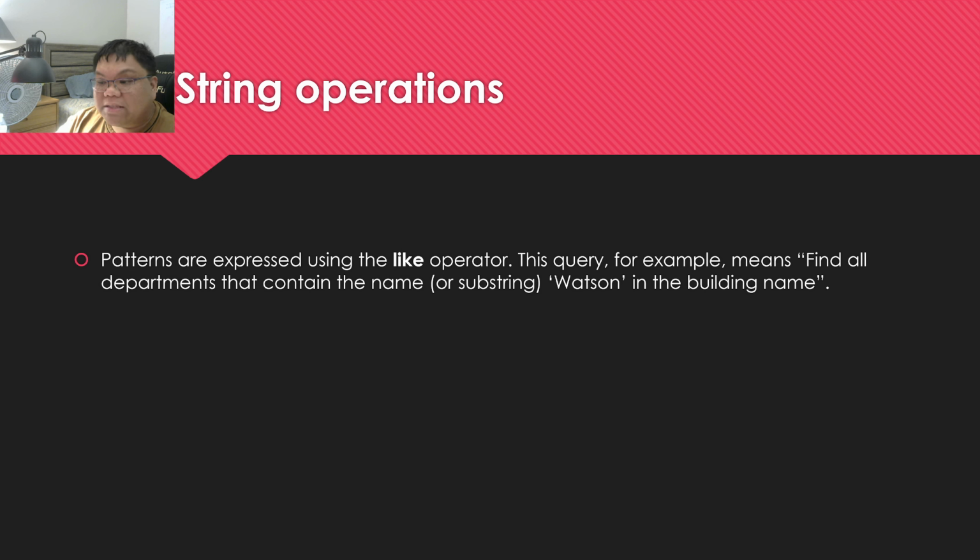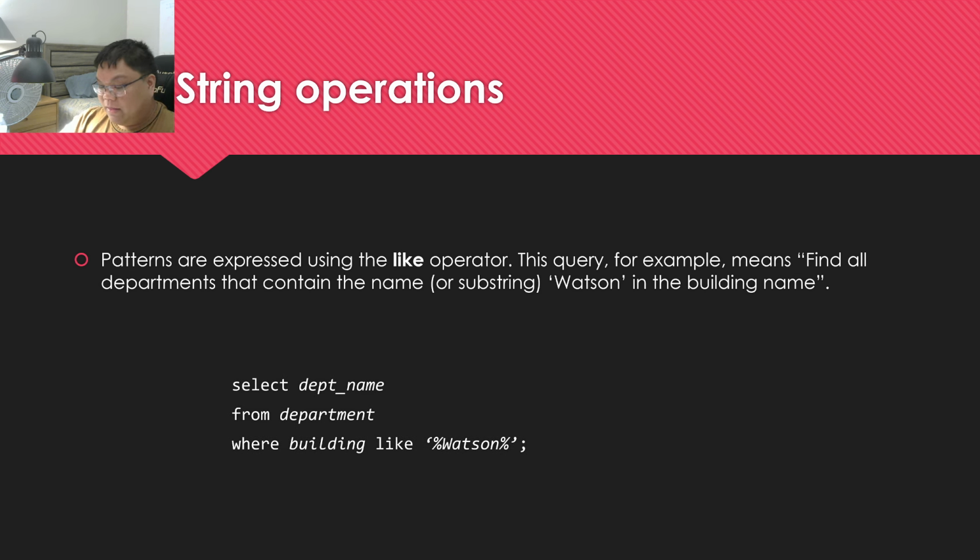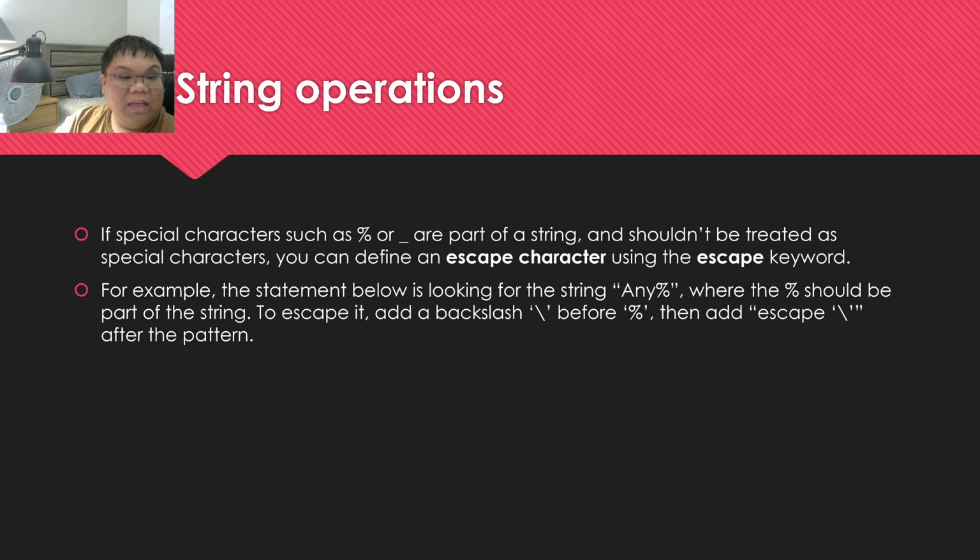Patterns are expressed using the like operator. So this query says: select department name from department where building like '%Watson%'. That means find all departments that contain the name Watson in the building name. Pretty simple.